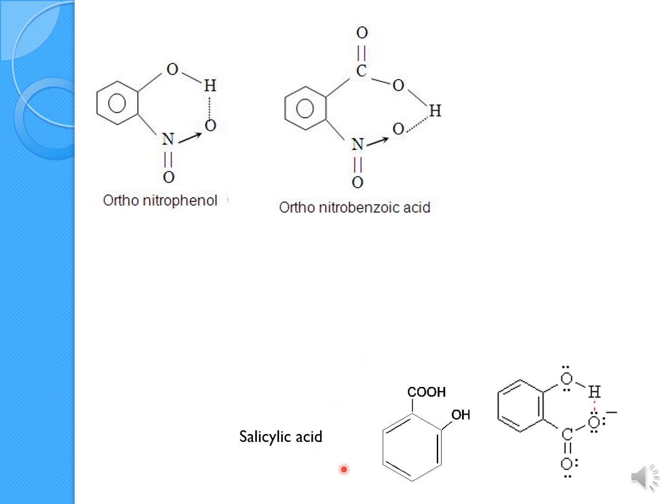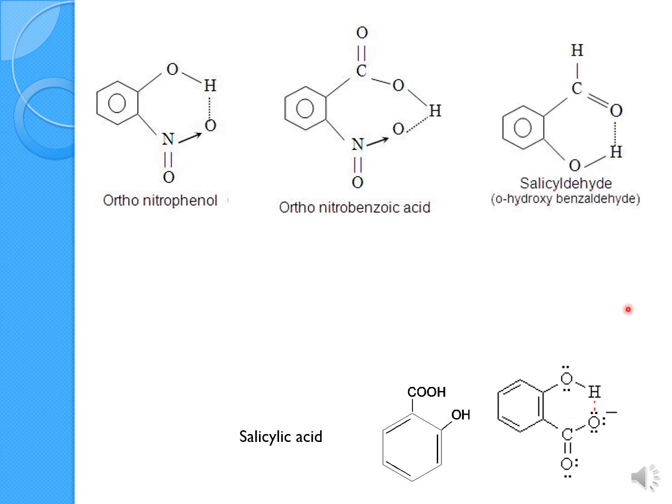Another example is salicylic acid. In salicylic acid, the structure is COOH here and OH on the second carbon atom. So in this case also, you can see a hydrogen bond is formed between the hydrogen atom of this COOH group and the oxygen atom of this OH group. So this also results in cyclization.